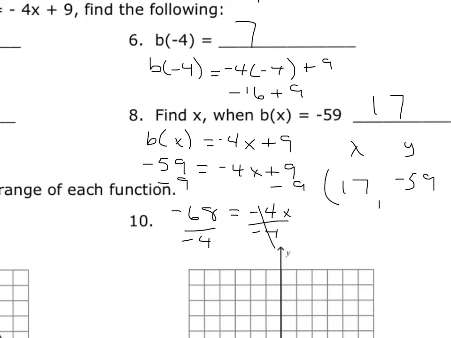And if I was to do this on the calculator, we would have typed into y equals the negative 4x plus 9. And then we would have gone down the y column until we found negative 59. And then we would have found that the corresponding x value was 17. So it would have looked like this in the table. Right? This would have been the x, this would have been the y, and they would have matched up. Okay, number 9.